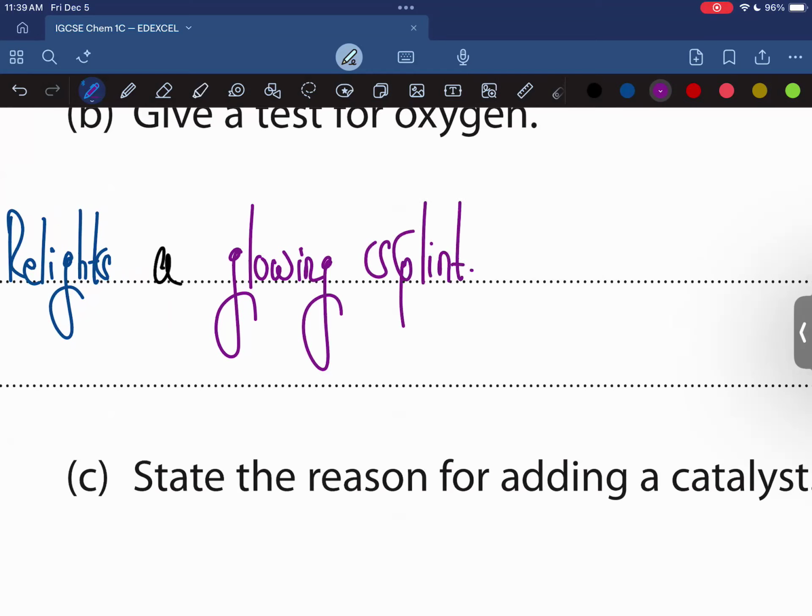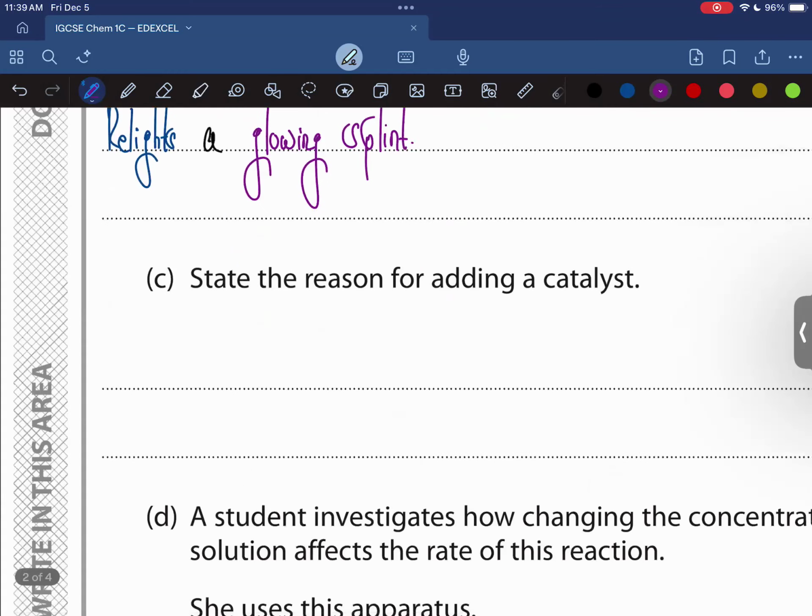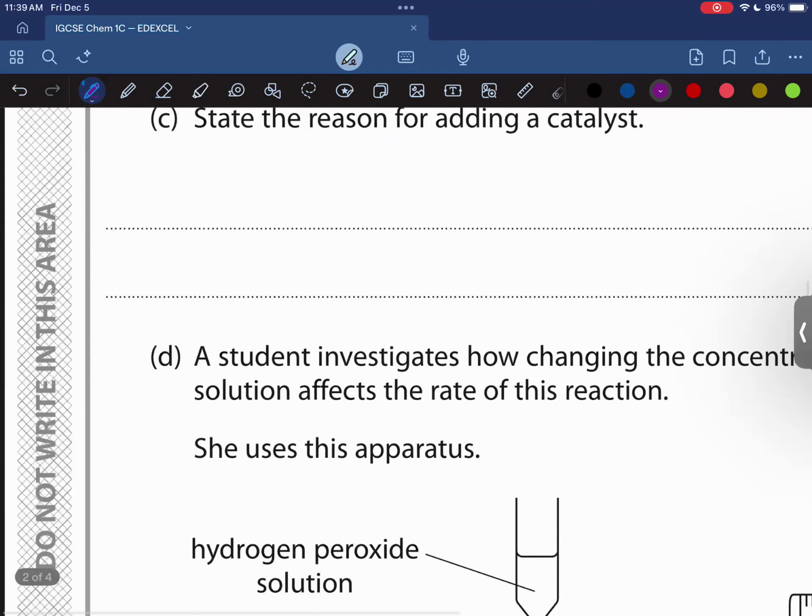Okay, one of the most common tests. It relights a glowing splint, right? So yeah, moving on. State the reason for adding a catalyst. It basically increases the rate of reaction.